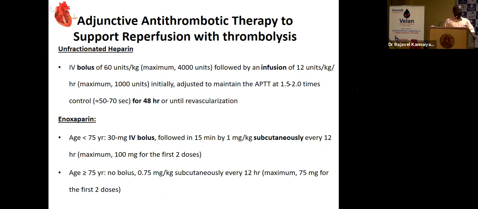Next. In case of non-ST elevation MI and unstable angina, we can use unfractionated heparin and enoxaparin. These are the two adjuvant antithrombotic therapies we can use.